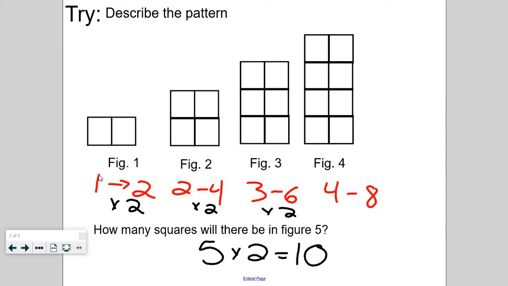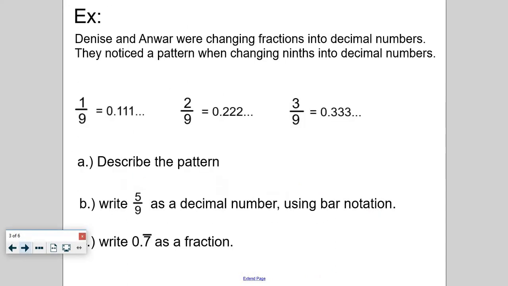If we keep going, it goes up by 2 each time. So plus 2, plus 2, plus 2. And then plus 2 again will be 10. So there's 2 ways to look at that, right?